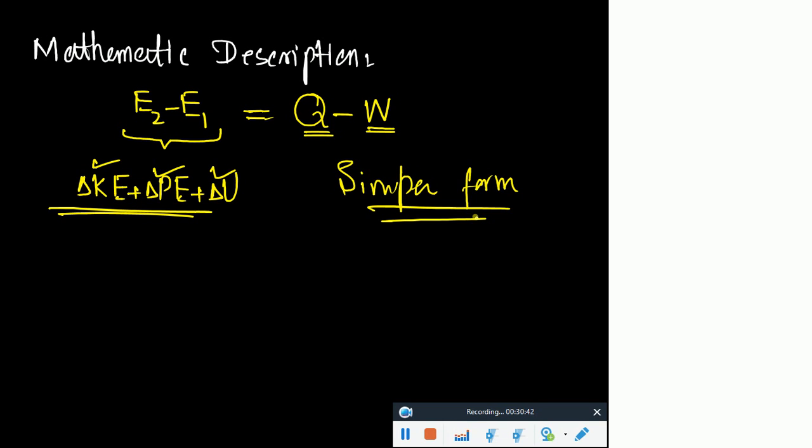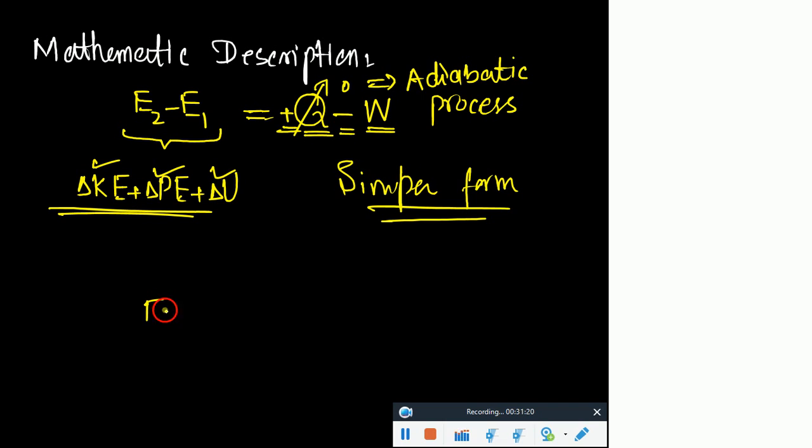Obviously I am taking this as positive Q and this as negative W. So please remember the sign conventions. Don't confuse it. I have explicitly written down the sign conventions which we are going to follow. So this is the mathematical description of the first law of thermodynamics. Now if we talk about an adiabatic process, which term would be gone? The heat would be gone for adiabatic processes. So for Joule's experiment, where we just talk about an adiabatic process, what would be the form of this law?